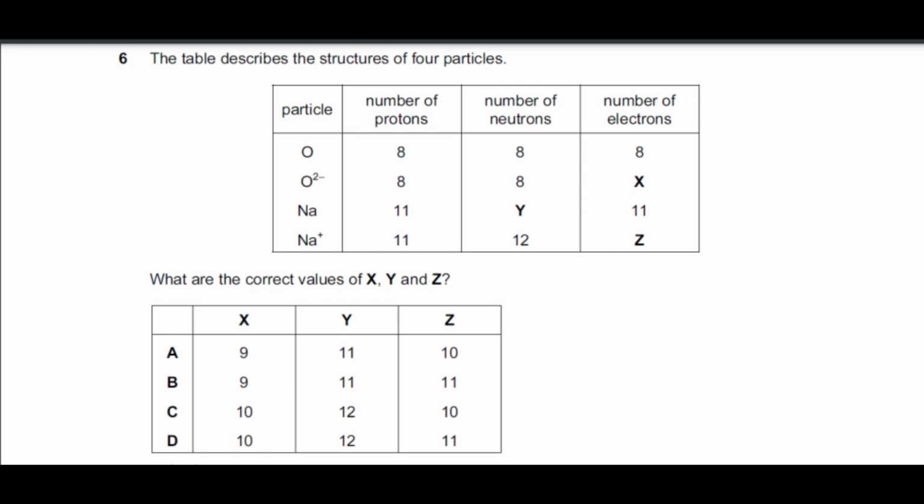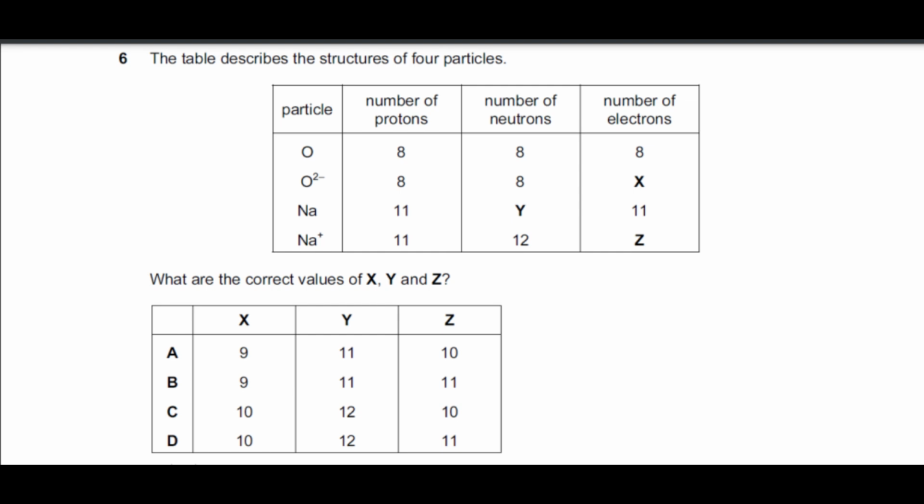An anion is formed when an atom has gained electrons, so its electrons are more than the number of protons. And a cation is formed when an atom has lost electrons, so the number of electrons in a positive ion is less than the number of protons. So using this information, let's evaluate the answer.